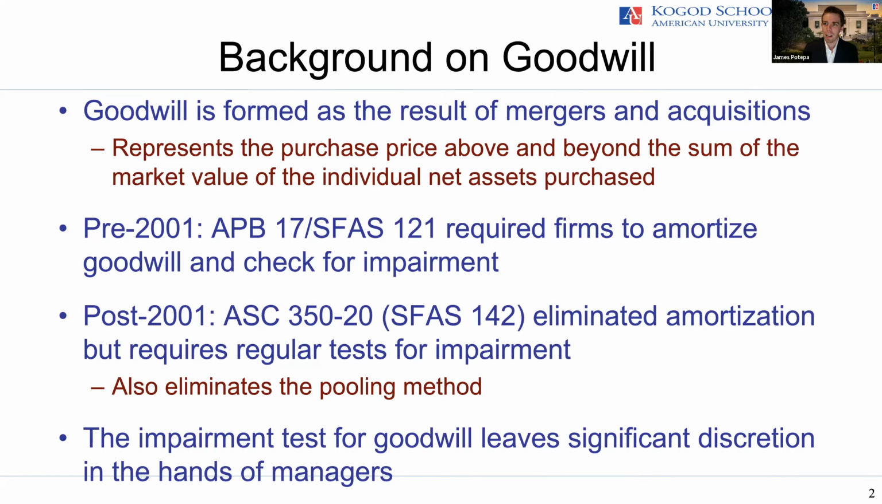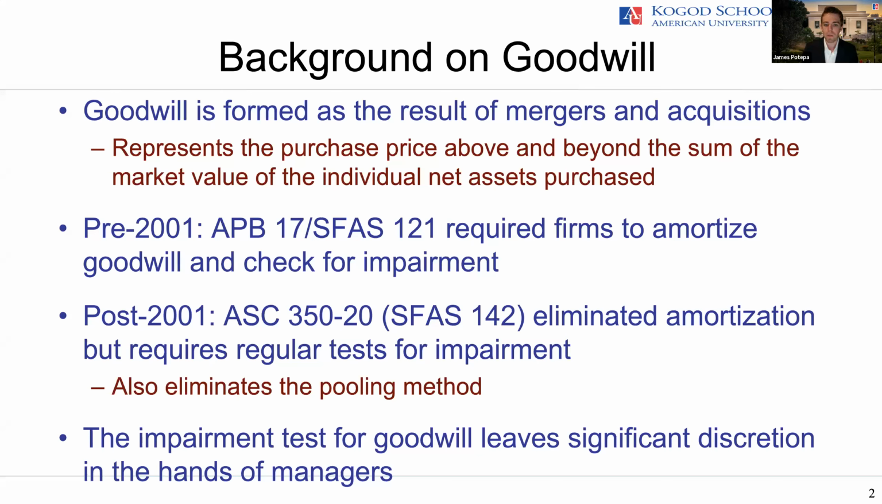Before 2001, we had APB 17 or SFAS 121, which required firms to amortize goodwill and check for impairments. With 2001, we have a shift in the rules. We moved over to SFAS 142, which is now known as ASC 350-20, which eliminated the amortization of goodwill, but requires regular tests for impairments. As part of this shift in the rules, there was also the elimination of the pooling option for how you represented mergers or acquisitions. And so there's a few different things that were changing with this 2001 rule change.